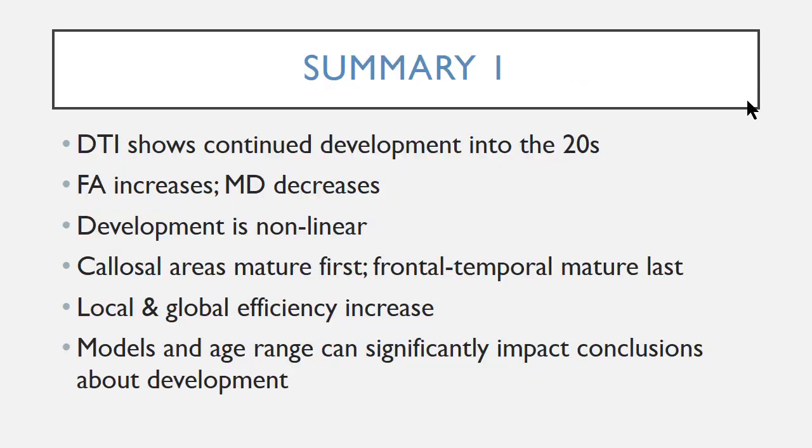So, interim summary 1 here. DTI shows continued development into the 20s. FA increases and MD decreases pretty universally. Development is nonlinear and regionally varying in that the callosal areas mature first, the frontal temporal connections mature latest. There's both a local and global increase in efficiency in the network studies, and your model and your age range chosen can significantly impact the conclusions you draw about development, so interpret with caution.